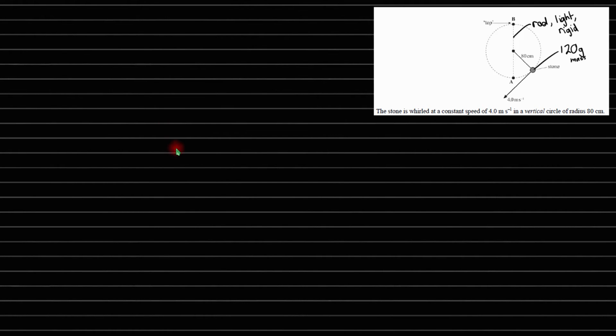In this question, we're told that we have a 120 gram mass attached on the end of a rod that is light and that is rigid. And I've just spotted that I've labelled the rod incorrectly. That's the rod there. So, per usual, let's quickly write down the variables that we have.